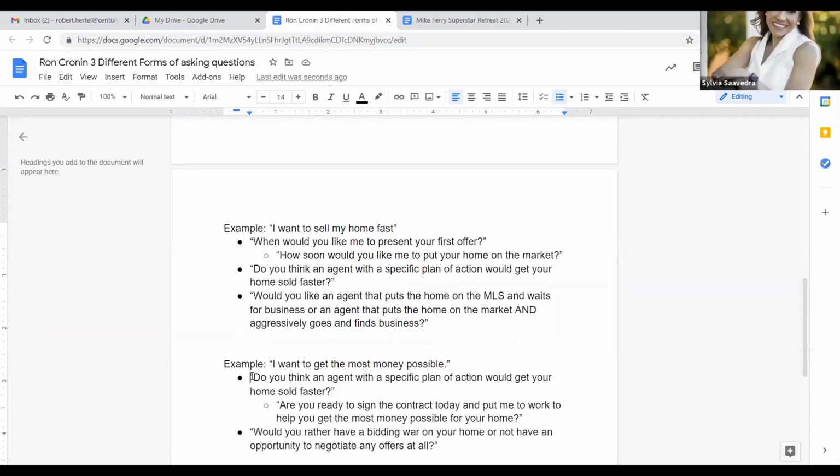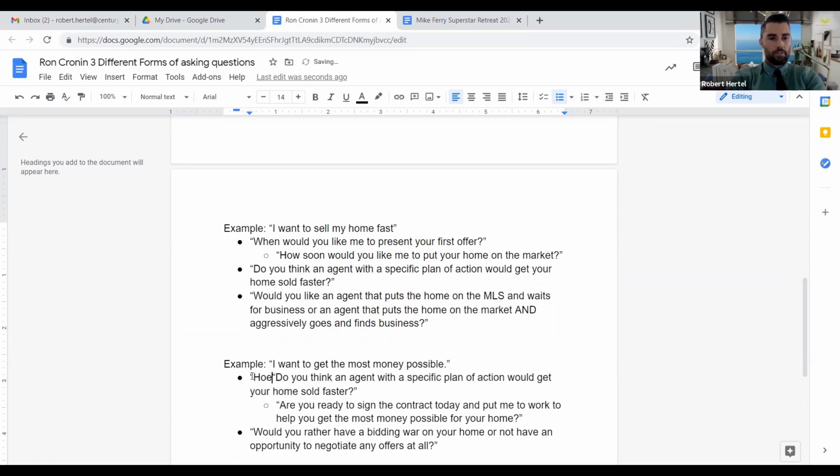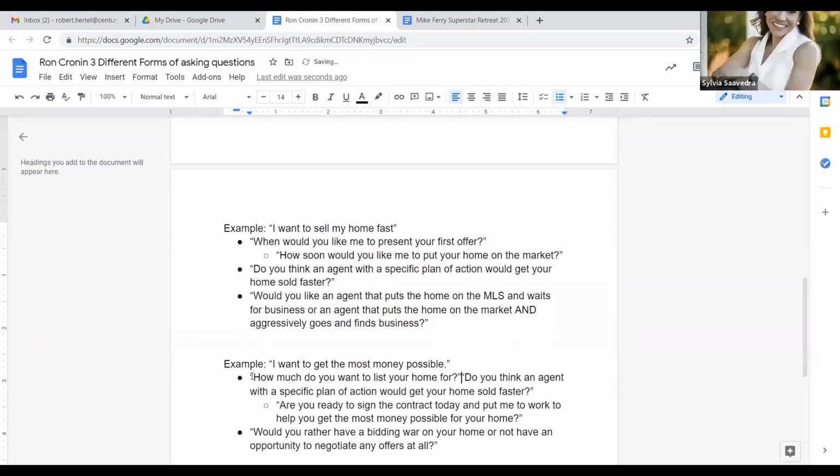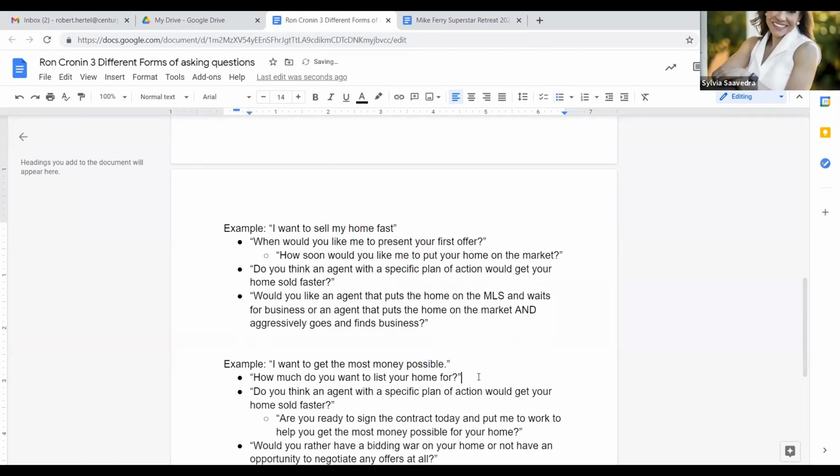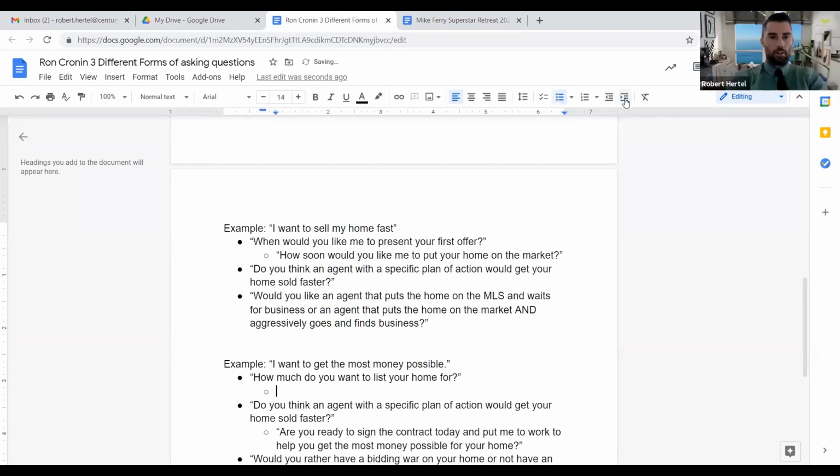There's how much do you want to list your home for? That would be a good one. Way to go, Sylvia. Okay, so how much do you want to list your home for? You can also ask them how much you'd like to net. I don't know if you want to provide a net. Sure, absolutely. How much would you like to net?